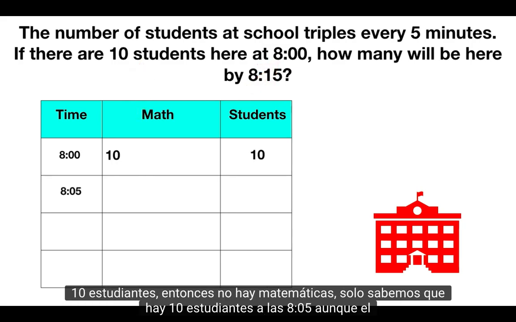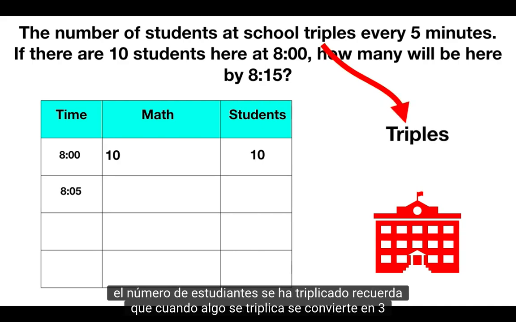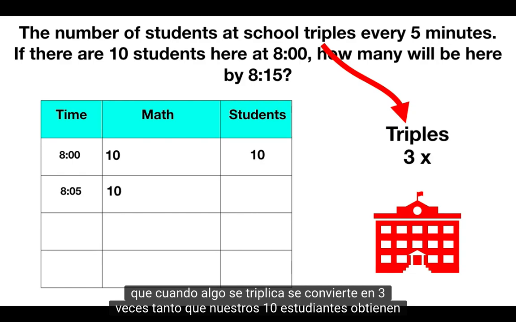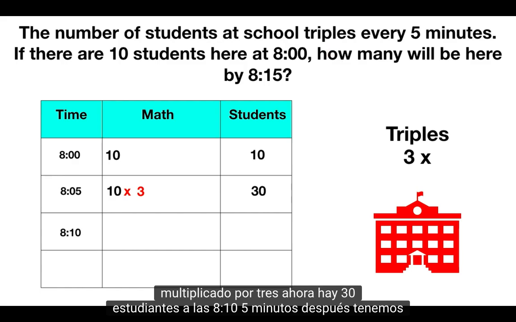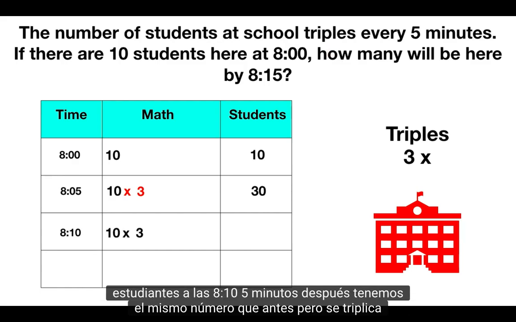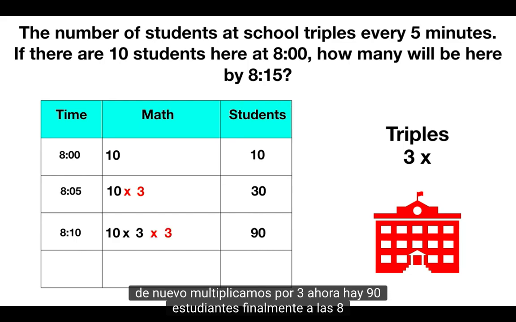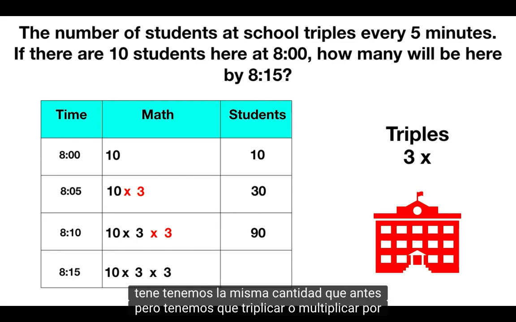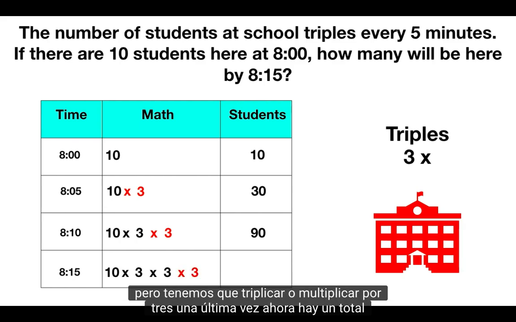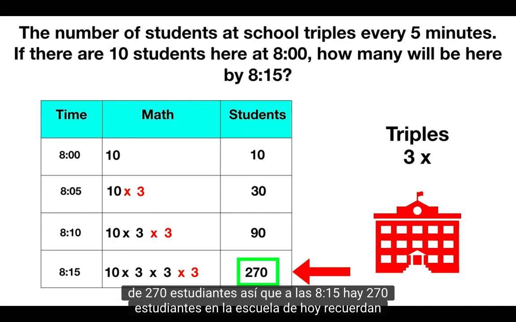By 8:05 though, the number of students has tripled. Remember that when something triples, it becomes 3 times as much. So our 10 students get multiplied by 3. Now there are 30 students. At 8:10, 5 minutes later, we have the same number as before, but it triples again. We multiply by 3. Now there are 90 students. Finally, at 8:15, we have the same amount as before, but we have to triple, or multiply by 3, one last time. Now there's a total of 270 students. So at 8:15, there are 270 students at school.